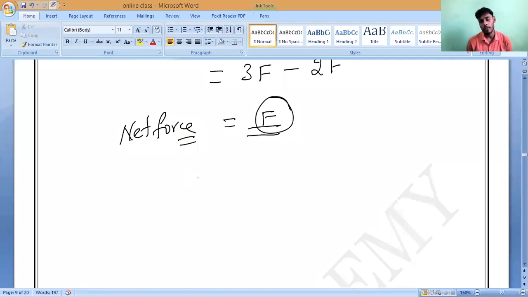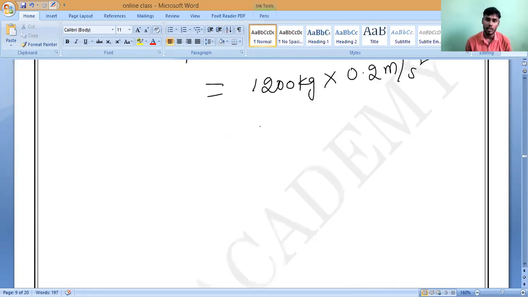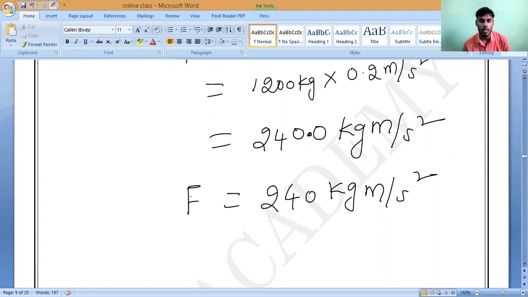Now, they are asking for F only: how much force each person has applied. F is equal to mass into acceleration. Mass is 1200 kilogram into acceleration 0.2 meter per second square. Observe very carefully. 12 twos are 24, double zero is there, and one digit before, you keep the point. So it equals 240 kilogram meter per second square, which is the force applied by how many persons?